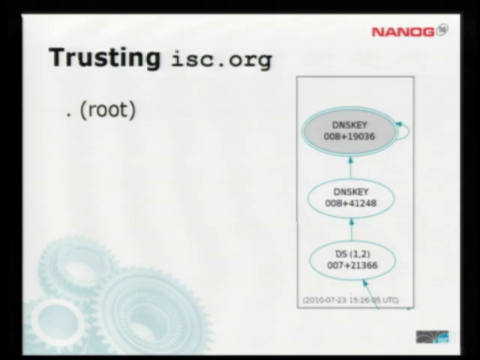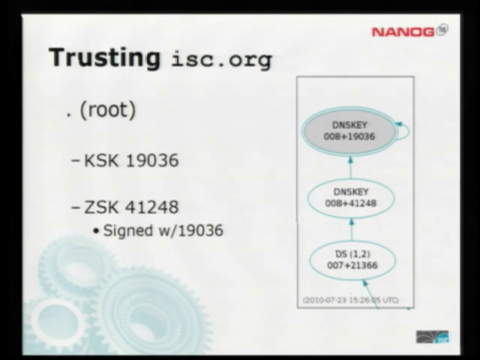So the first thing that we look at is that we have the root. And in the root, we have a DNS key 08-19036 and a DNS key 08-41248. And that is a key signing key and a zone signing key. Now, the zone signing key is signed with the key signing key.